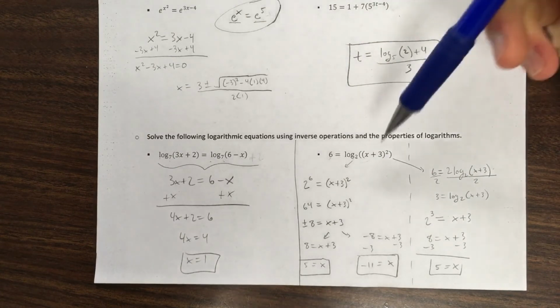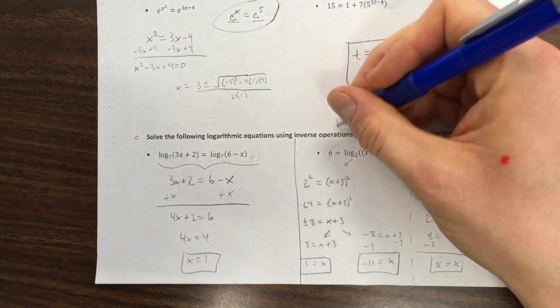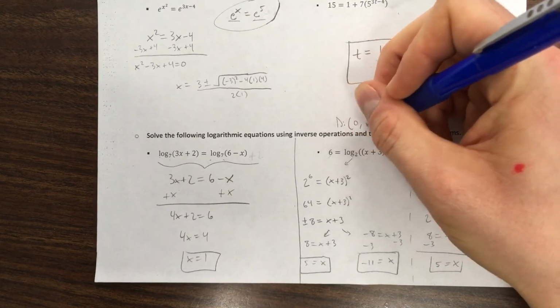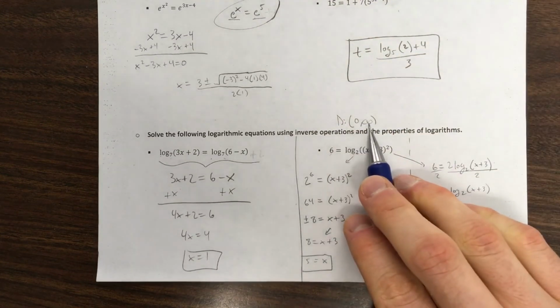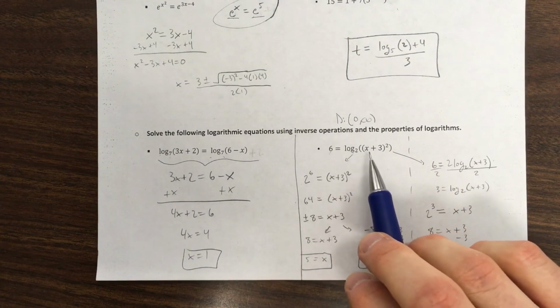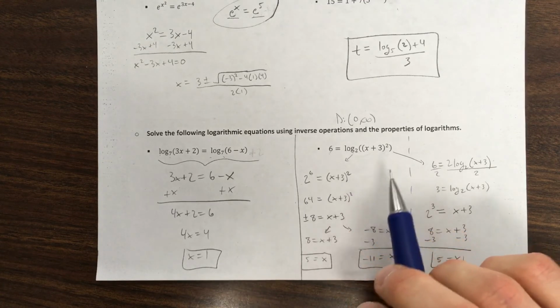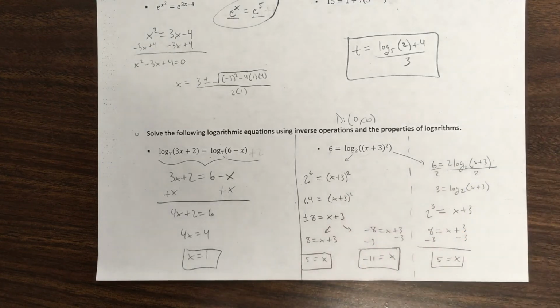Here's what's happening with that. This is a good place to talk about it. For our log functions, when we graph them, we said our domain is 0 to infinity, which means we can only have positive values inside of our logarithm. So when we did that, we said, hey, the negative 11 doesn't work. It's negative. Well, let's check, right?